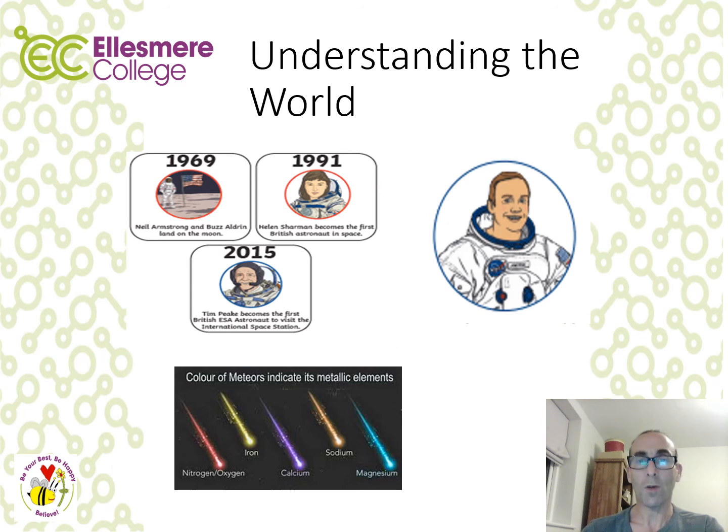In the Understanding the World lessons, we would first of all like to consider the history of space travel. And secondly, we would like you to read about an astronaut, Neil Armstrong, who was the first man to land and set foot on the moon. In the second lesson, we'll consider what are commonly known as shooting stars or meteors, and learn a little bit more about what they are, the colours, and also which ones have fallen to Earth.